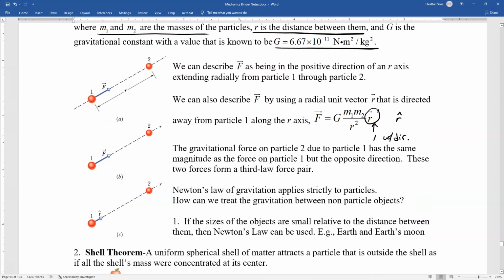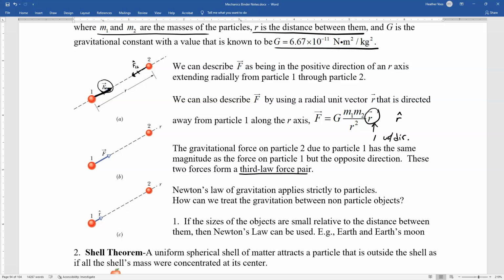Now, if particle 1 is attracted to particle 2 by a force F, and it is being pulled along this radial path towards particle 2, well, guess what? Particle 2 is experiencing a force of equal magnitude, opposite direction. So this is the force of 1 on 2, this is the force of 2 on 1. They are equal in magnitude, opposite in direction. They are pulling those particles towards each other. So that is what's creating a third law pair.